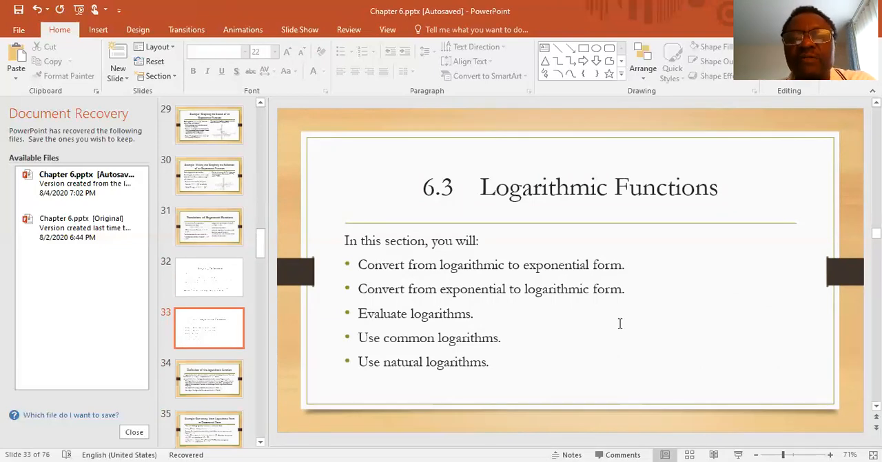6.3, logarithmic function. We are going to learn how the logarithmic function is connected to the exponential function and vice versa. We learn to evaluate logarithmic functions and look at some common properties of logarithms. We'll also learn about the natural logarithm.